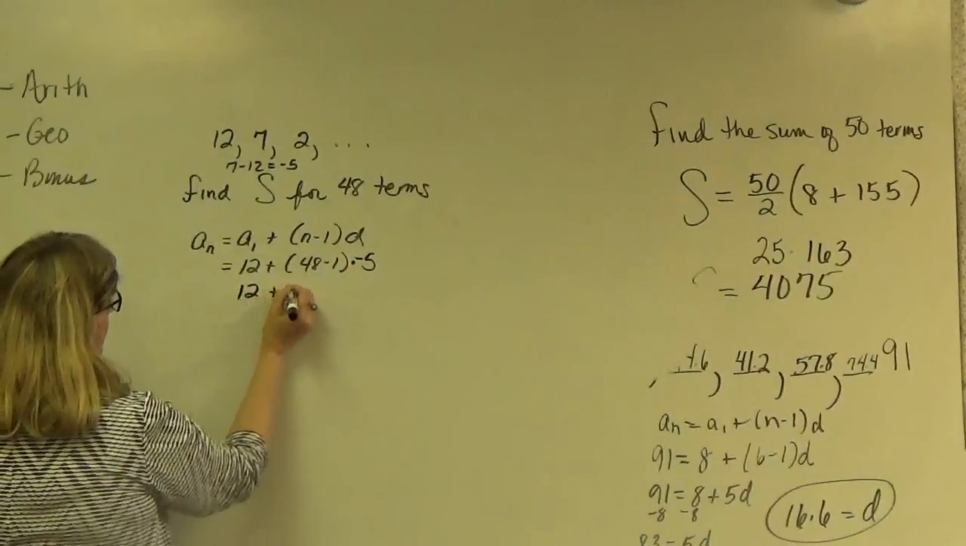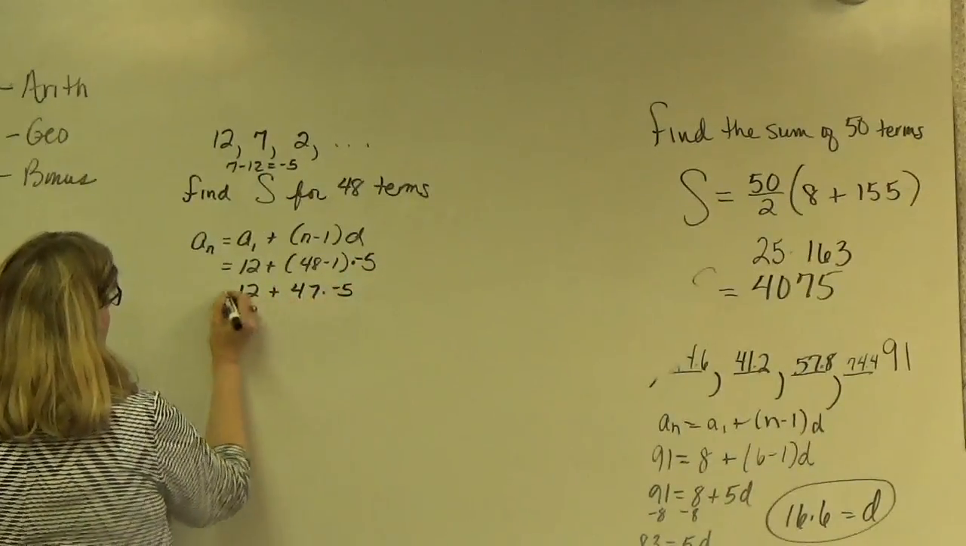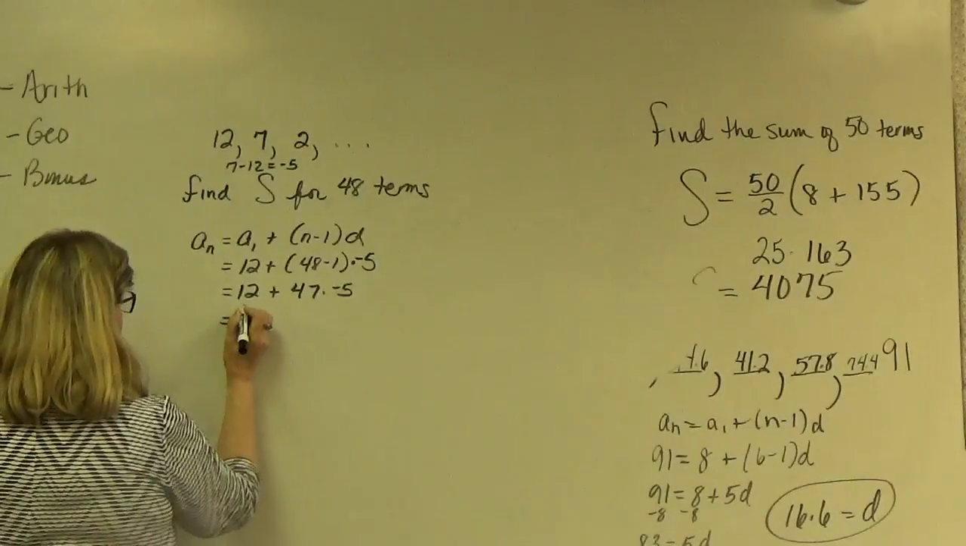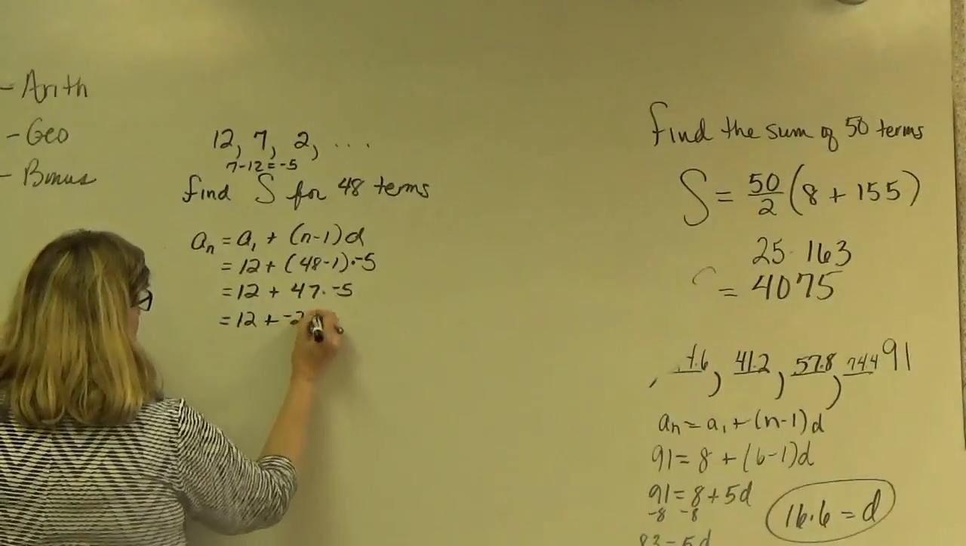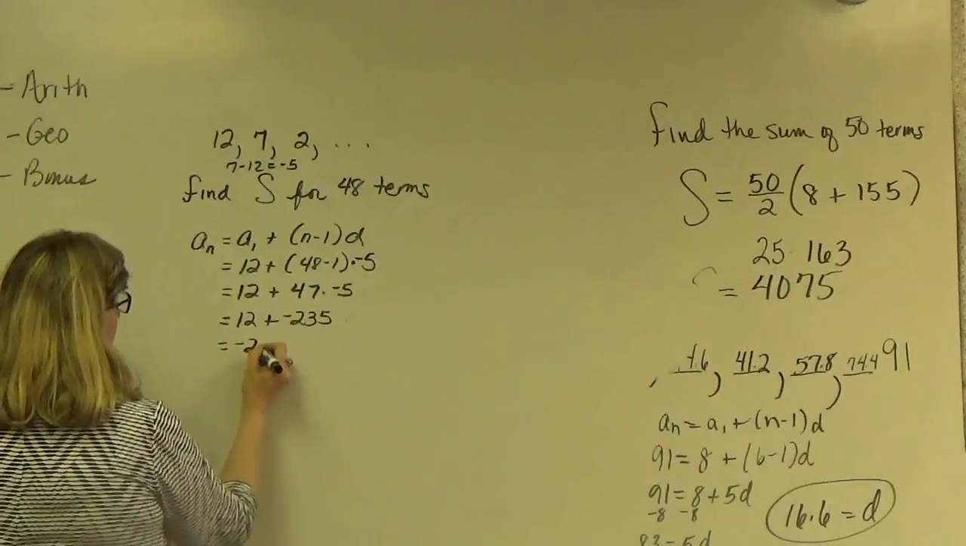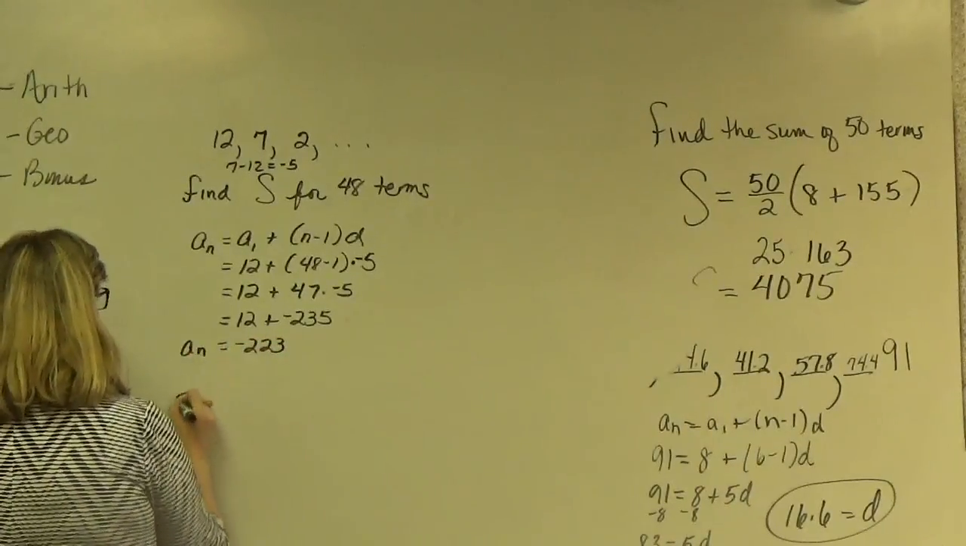So you got 12 plus, what's 47 times negative 5? Negative 235. So the last term is 12 minus 235, which is negative 223. So there's our last term. Now can I find the sum?